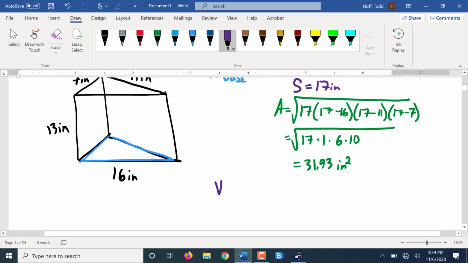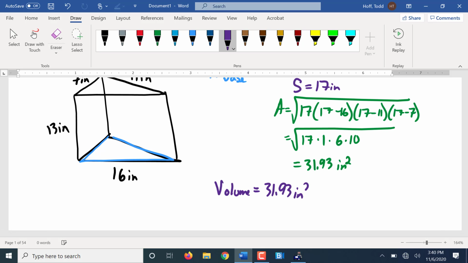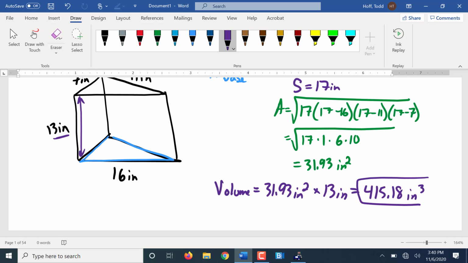So from there we can find the volume. The 31.93 square inches times what? The 13 inches of height between the bases. Which gives us 415.18 inches cubed. Well, how many cubic feet is that?